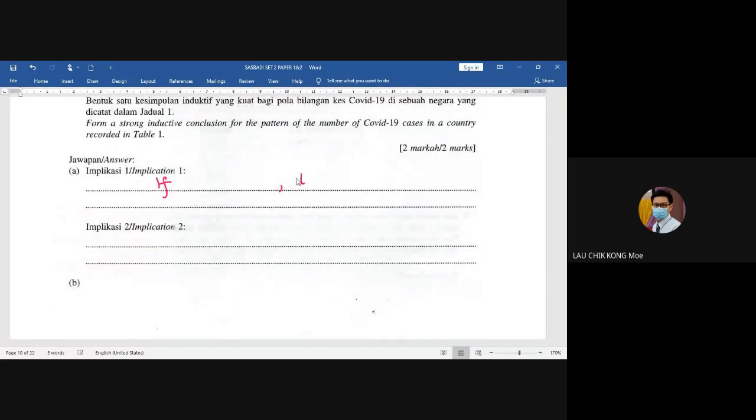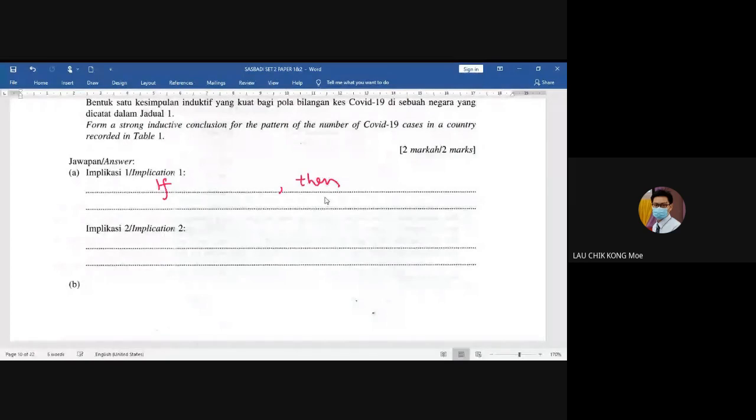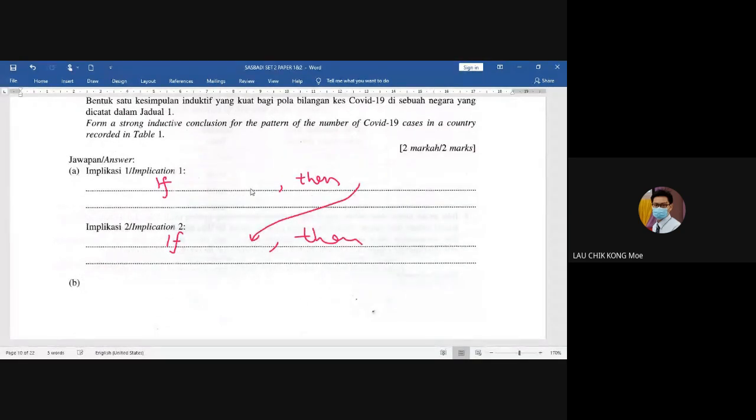We use the if-then. And then implication 2 also, if-then. But what is the difference? This one goes front to back, this one goes back to front. That's all, 2 marks. Very easy, bonus marks I think for this one. Okay.